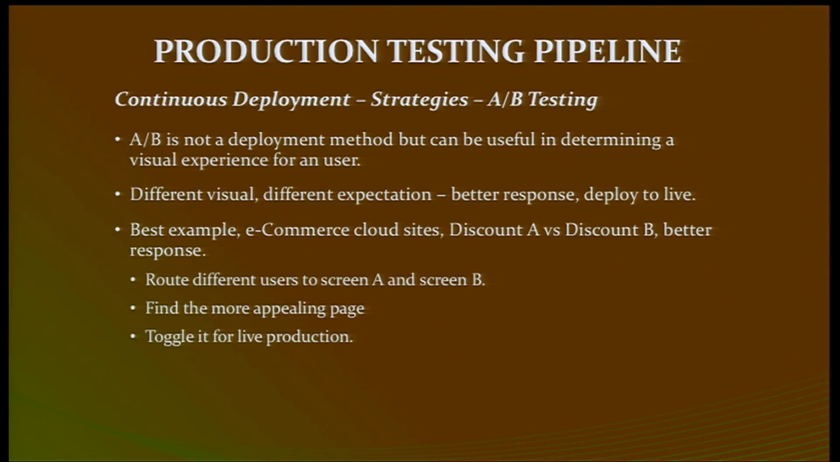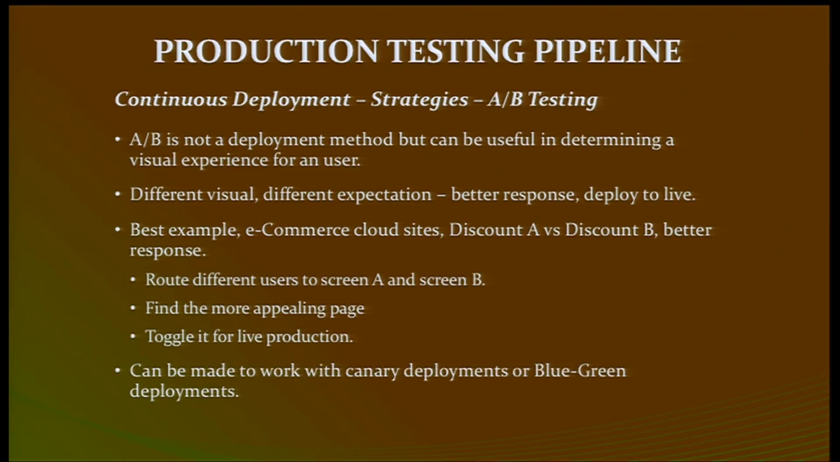You can route some of the users, and you can control the UI with some UI feature flags that you build. When the solution goes live, you can tweak around to see how the users are responding to the discounts or to the offers. Based on whichever offer goes well, you can toggle the corresponding page in production where the global audience is using it. This can be made to work with a canary deployment or a blue-green deployment.